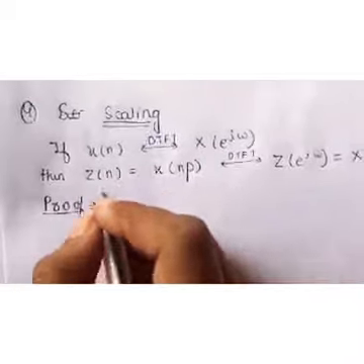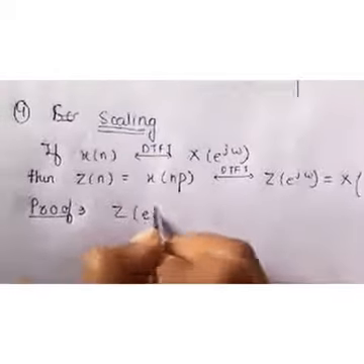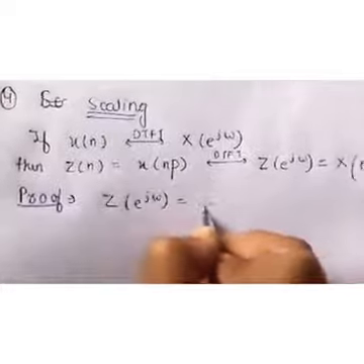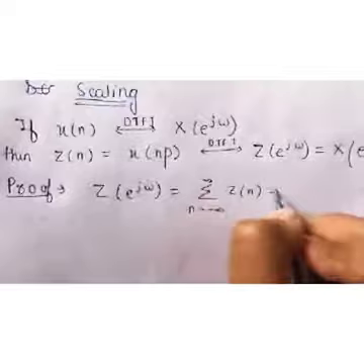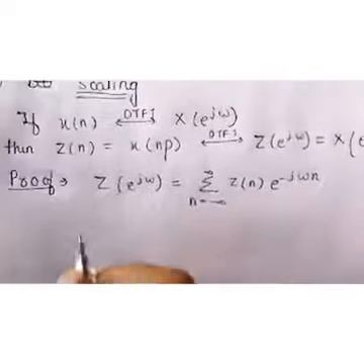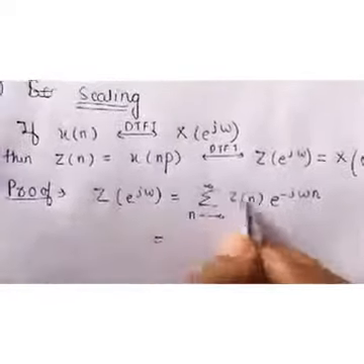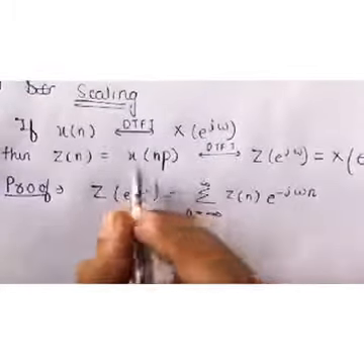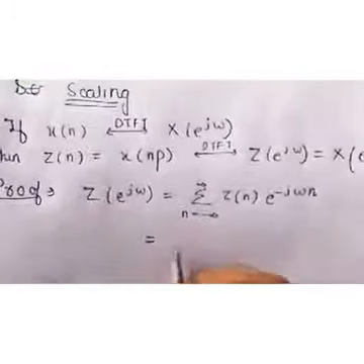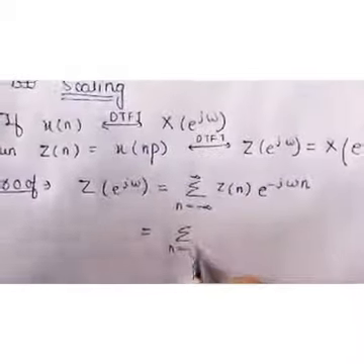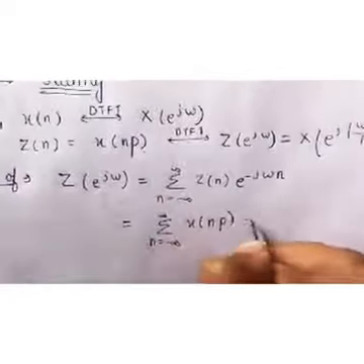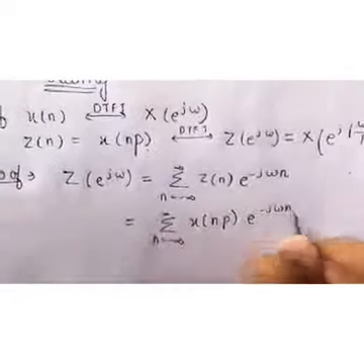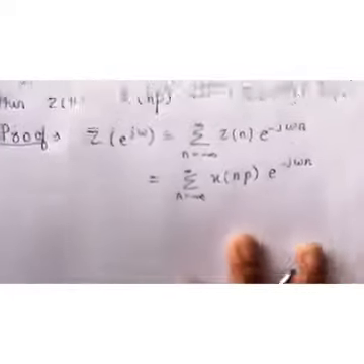So from the basics we know Z of e^{jω} is equal to the summation from n equals minus infinity to infinity of z of n e raised to the power minus jωn, and z of n is x of np. So by replacing z of n with x of np, we get the summation from n equals minus infinity to infinity of x of np e raised to the power minus jωn. So we substitute np with another variable m.